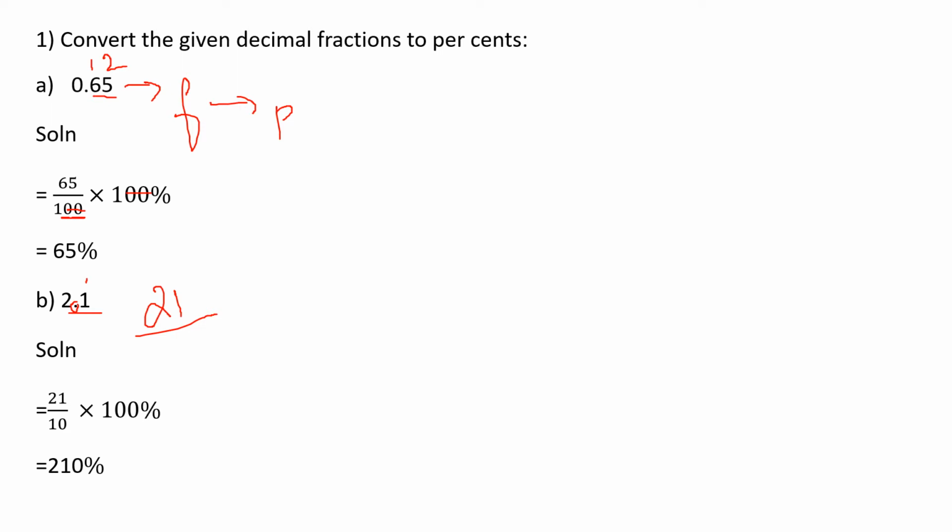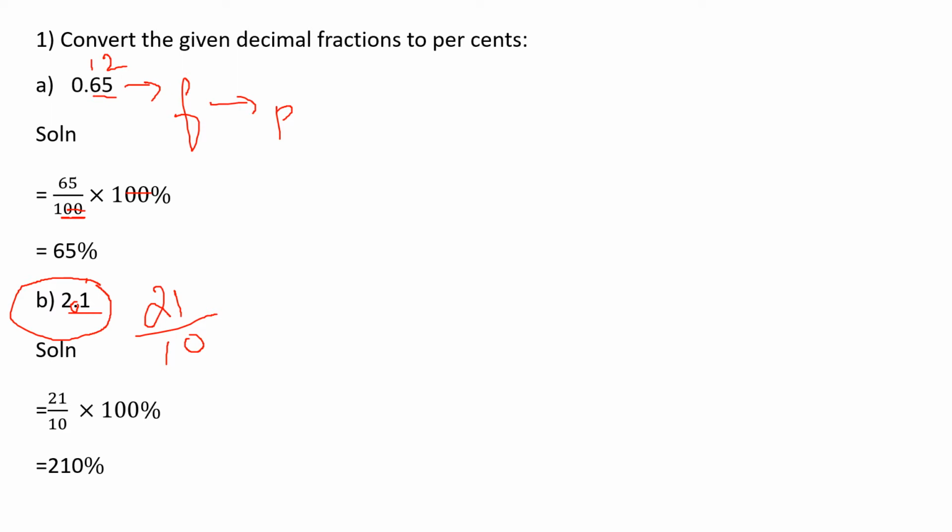Because after the decimal point, how many digits are there? Only one, so 10. If you divide 21 by 10, what answer will you get? 2.1, right? We are not changing any values. We are just writing this decimal as a fraction. So when I divide, I will get the answer 2.1. There is no change in that.